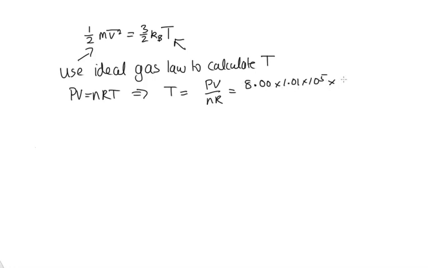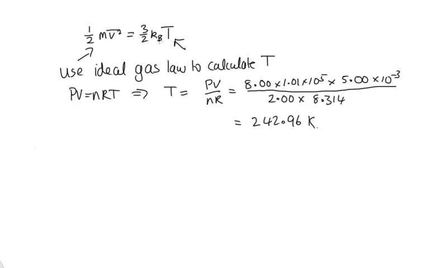And now we're given that the volume is 5 litres, and we need the volume in meters cubed. So that's 5 times 10 to the minus 3. That's because there's 1,000 litres in a metre cubed. And then we need to divide by n, which we were told is 2, and R is the gas constant, 8.314. So now we just need to calculate that on the calculator, and we end up with a temperature of 242.96 kelvins.